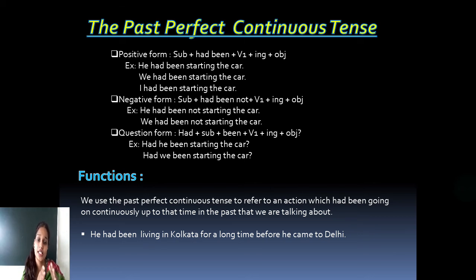Now, had we been starting the car? Had is the auxiliary at the starting, we is the subject, then been, then starting is verb first form plus ing, the car is the object and a question mark.